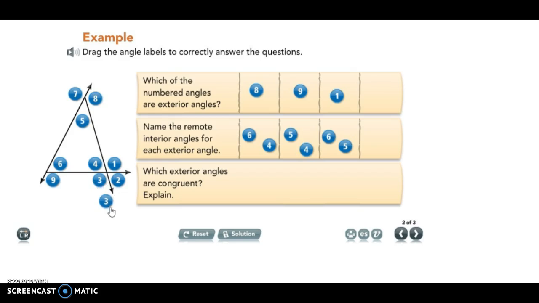Angle 3 is also an exterior angle. It is adjacent to angle 4, so the remote interior angles are the two other ones that are not closest to it, so that's 6 and 5. The question is which exterior angles are congruent, which means which ones are equal to the same thing. You notice right here that angle 1 and angle 3 are both equal to 6 and 5. They are vertical angles to each other, so they're across from each other.